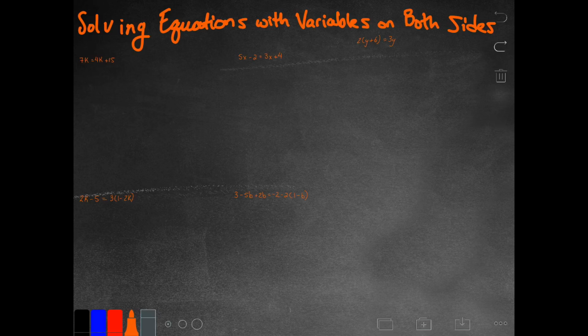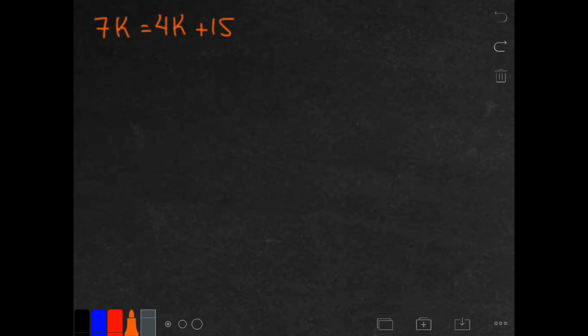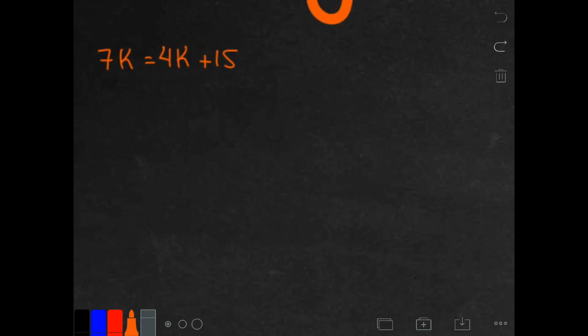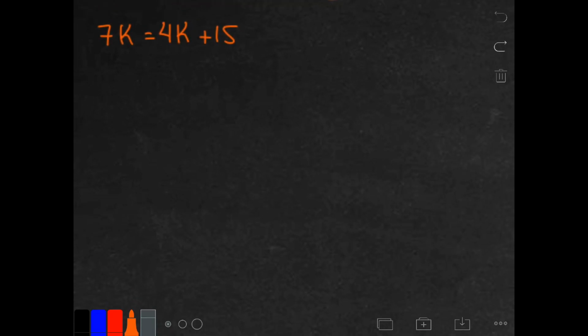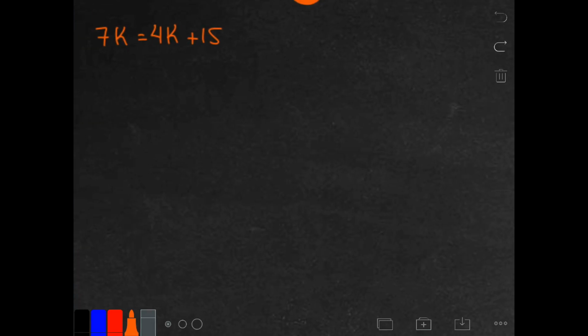So let's jump right into it, and let's take a look at this first equation here in the top left. 7k equals 4k plus 15. The first thing I want to do here is collect the variable terms on one side. So I can get rid of 7k, or I can get rid of 4k. Now, I like to work with positive, so I'm going to get rid of the smaller of the numbers. So I'm going to get rid of the 4k. That's a positive 4k, so let's subtract 4k. It's going to give me 3k equals 15.